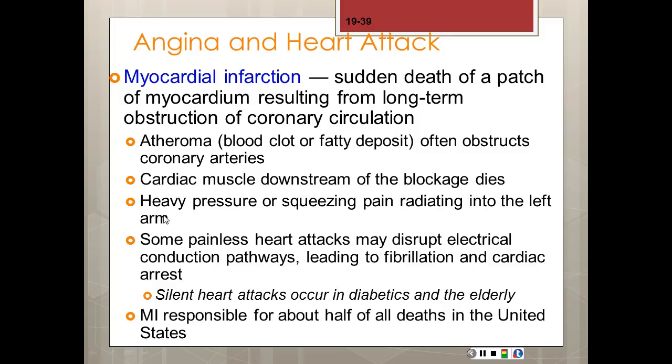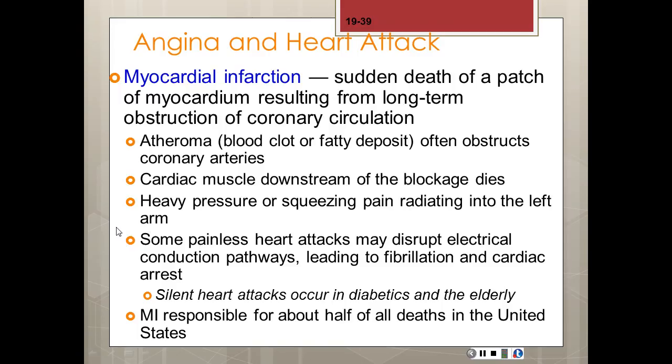Blood clots or fatty acids often obstruct these coronary arteries. Cardiac muscle downstream of the blockage usually dies. Then we have heavy pressure or squeeze and pain radiating into your left arm. Some painless heart attacks can disrupt electrical conduction pathways, leading to fibrillation and cardiac arrest, which are our silent heart attacks. They occur in diabetics and elderly, but now it's occurring in healthy individuals. Some people think that they're healthy and they're not.